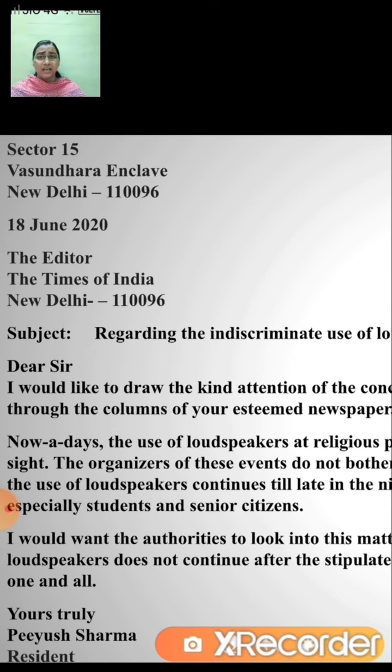question, and as you all know, if the sender's name is not mentioned in the question, then you are simply going to write XYZ. Students, here the person who is writing the letter is a resident. So the designation written here is resident. I hope students you all have understood what a formal letter is and the format of a formal letter.